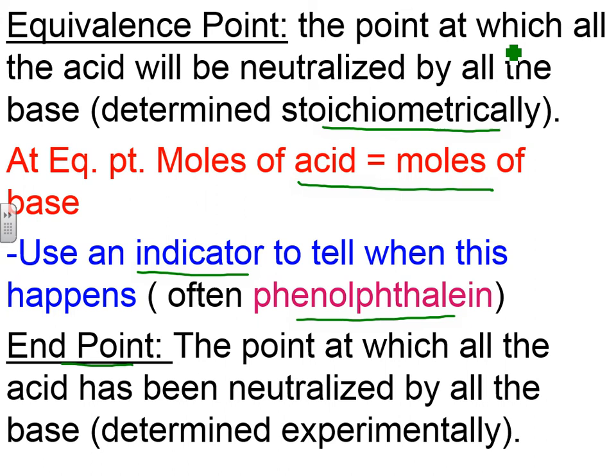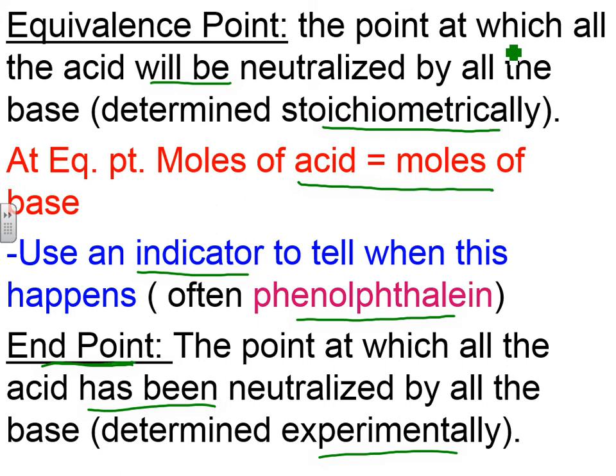Now the other definition is called the endpoint. The endpoint is the point at which all the acid has been neutralized by all the base. And this is determined experimentally in the laboratory. These definitions essentially sound the same, except the equivalence point says "will be," and the endpoint says "has been." So this is the stoichiometric equivalence point, like the theoretical yield, and the endpoint is like your actual yield, the actual thing that happens. The two should be the same.